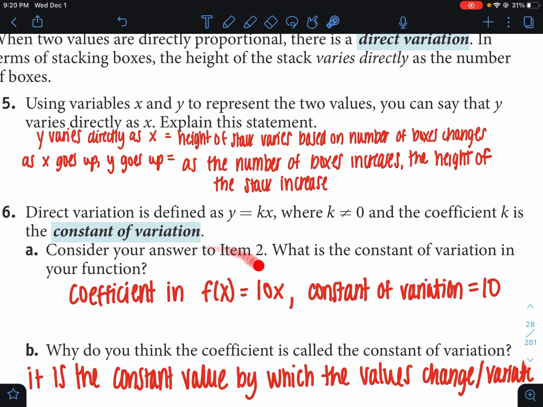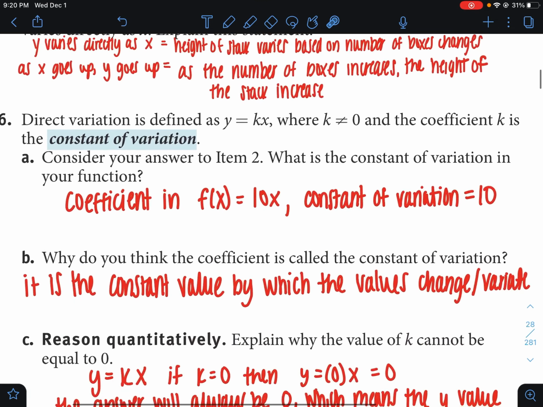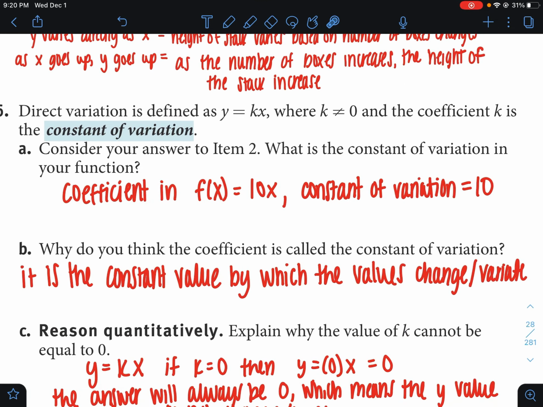Right? We're looking for the coefficient in this. So our constant is 10, okay? Why do you think the coefficient is called the constant of variation? Well, obviously because it is the constant value by which the other values change or vary. So it is a constant value, in this example 10, that changes the other values.